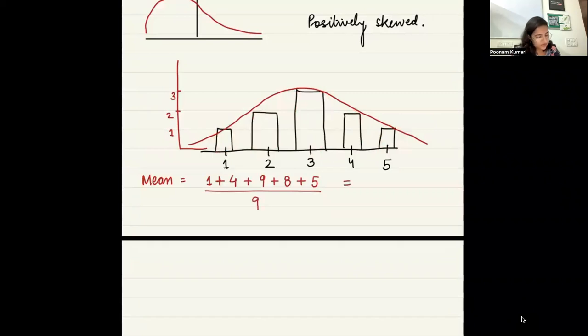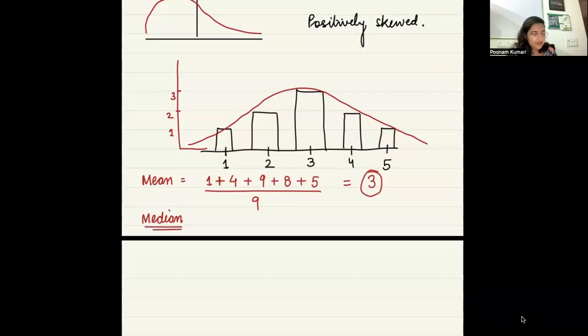If you add this, what do you get? 5 and 1, 6. 8 and 4, 12. So 12 and 6 is 18. 18 and 9 is 27. And 27 divided by 9 is 3. So what is my mean value? 3. And what is my median value?